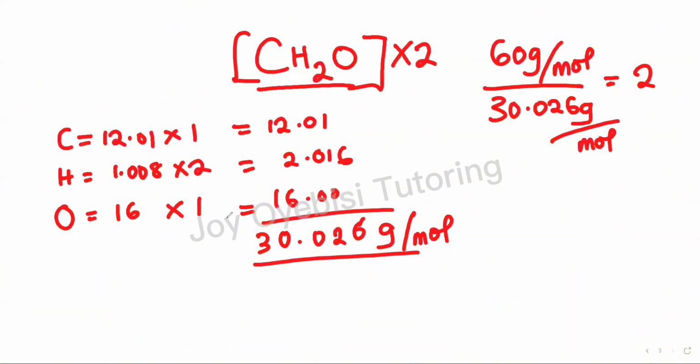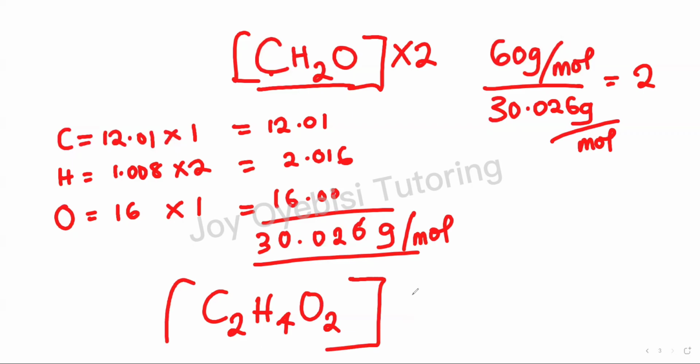So carbon was originally 1 times 2, that would be C2. Hydrogen originally 2 times 2, that would be H4. Oxygen only 1 times 2, that's O2. So this is our molecular formula.